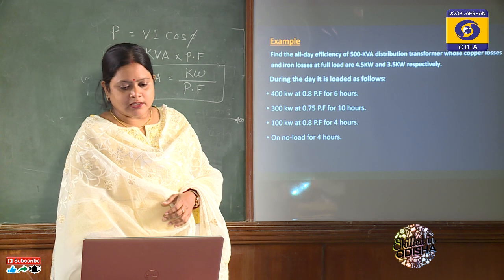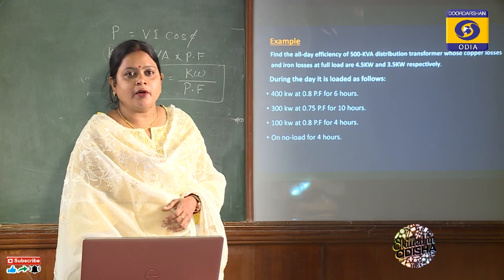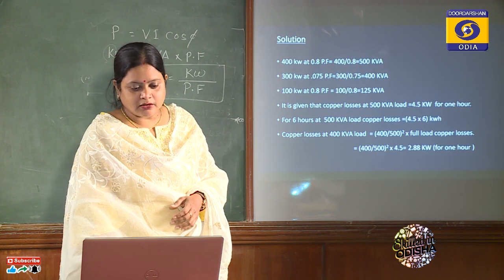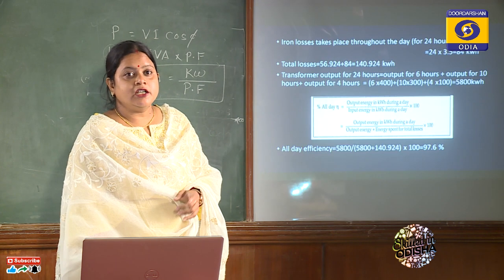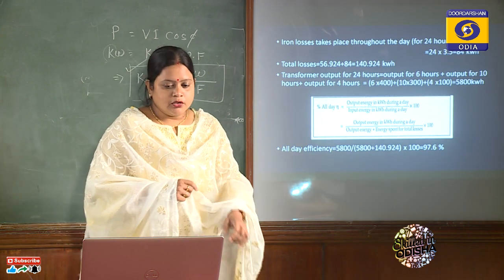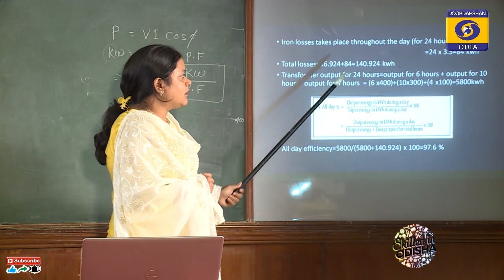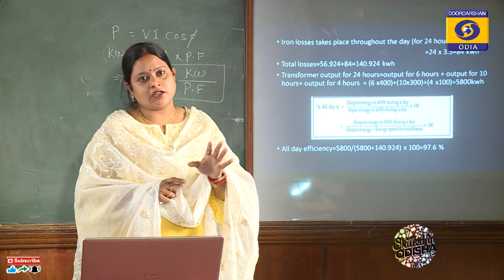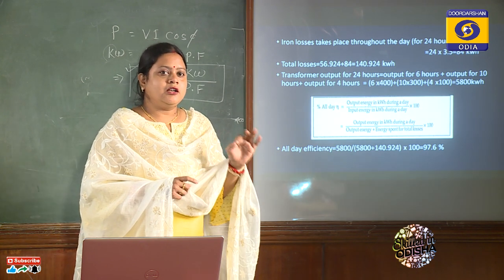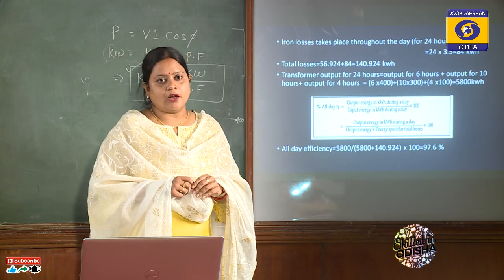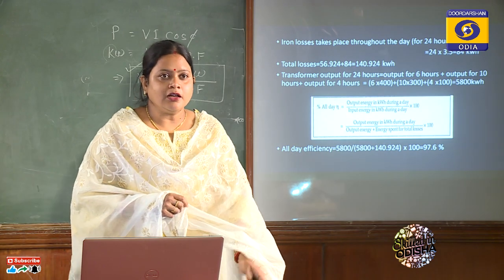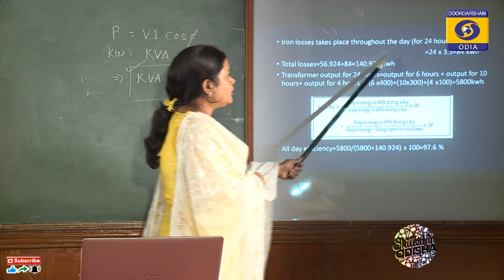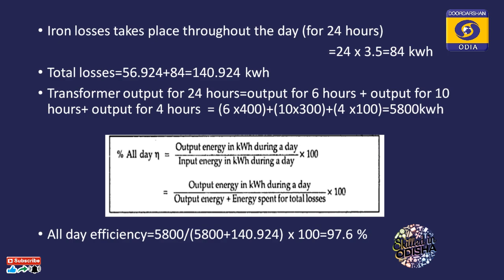The iron loss given for full load is 3.5 kilowatt. That means 3.5 kilowatt is for 1 hour. So iron loss occurs in 24 hours. As I said, the iron loss occurs for 24 hours because we are supplying the distribution transformer, and it occurs for 24 hours. So iron loss takes place throughout the day.